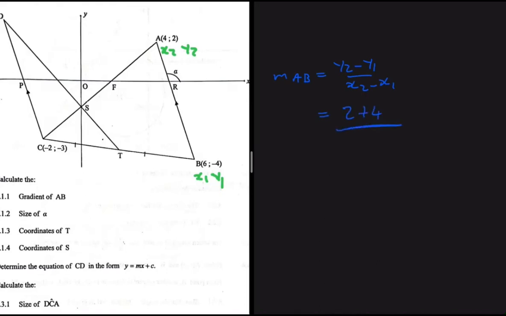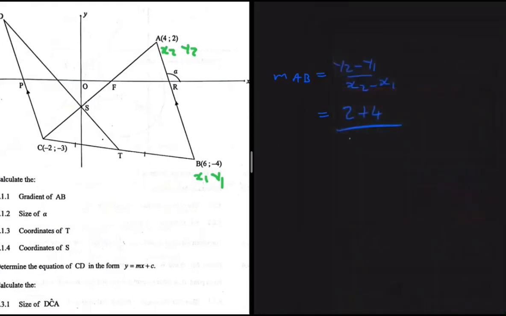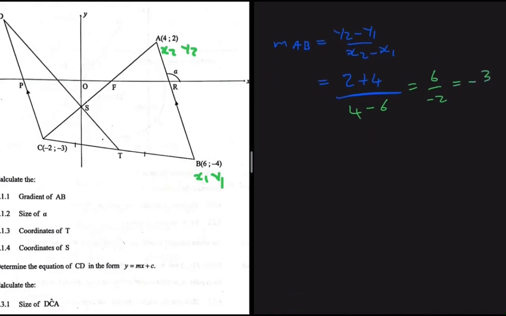And then everything divided by x2. What is x2? x2 is 4, right? And then minus x1. x1 is 6, so we have minus 6. So we have 2 plus 4, which is 6, divided by minus 2, right? And then this should be equal to minus 3, right? That should be equal to minus 3.